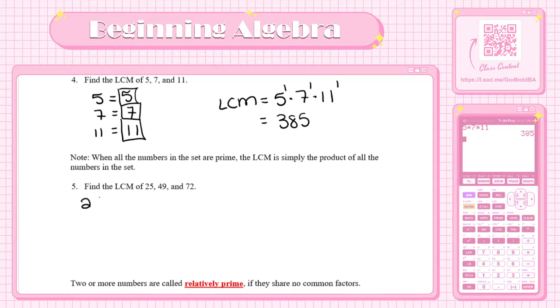So 25, 49, and 72. All right, 25 is 5 times 5, right? And 49 is 7 times 7. And 72 is divisible by 2 because it ends in a 2. So let's just do 72 divided by 2. It's 36, so that's divisible by 2 as well. Times 2, divided by 2.